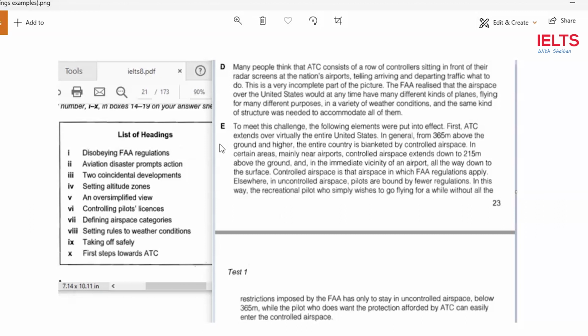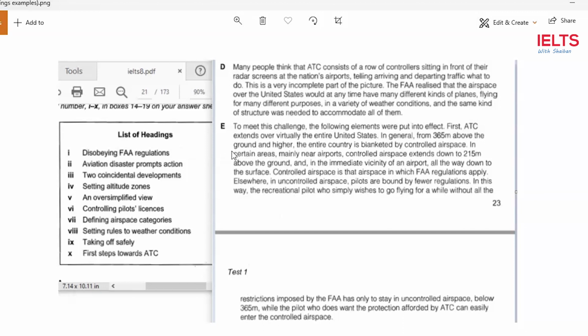If you can see here, to meet this challenge, what challenge here? He's talking, of course, about the challenge that goes to paragraph D. So paragraph D talks about the challenge of controlling the FAA or the American airspace. To meet this challenge, the following elements were put into effect. What elements? First, ATC extended over virtually the entire United States.